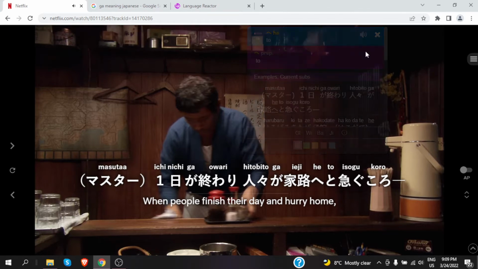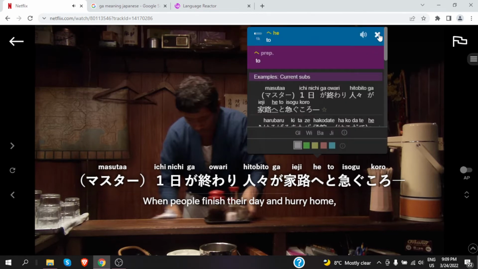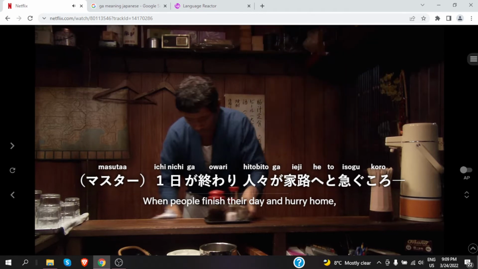He. He is, I suppose, direction, yeah, to. So home to. Home, to, I know is with. It gets confusing because a lot of these small words like this have no relation to English prepositions, but anyway. To, okay, is with, okay.